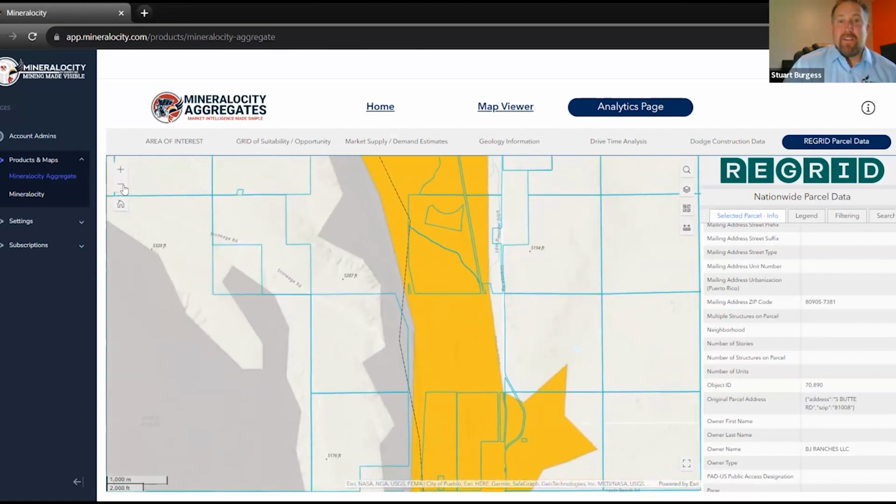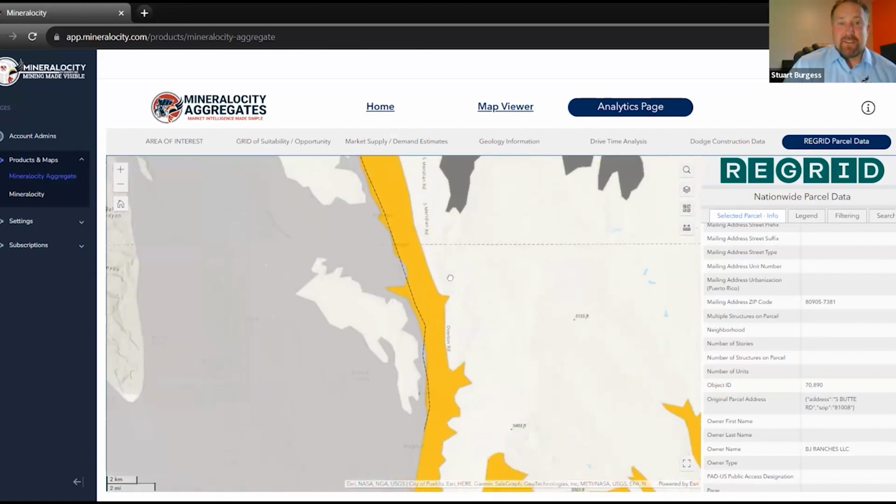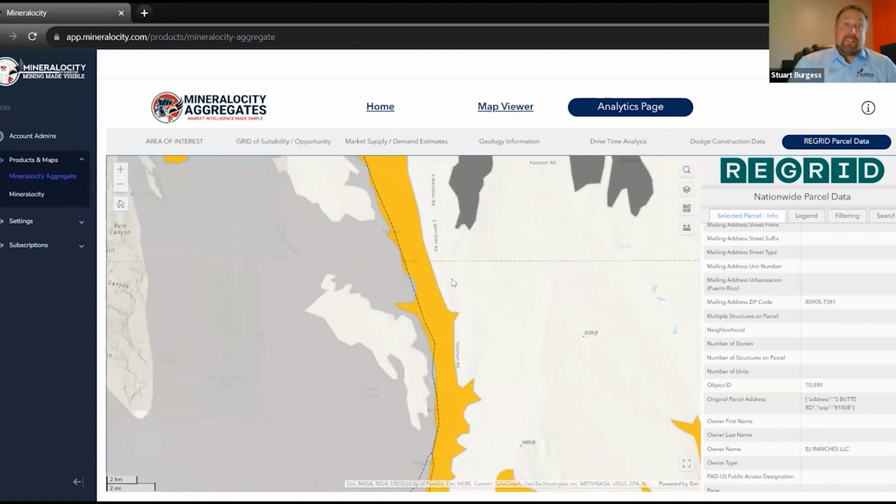So this is one way that you can use Mineralocity Aggregates to find greenfield sites and take what could potentially be weeks or even months of research and manual work and do it in an hour. You can sit down within a region like this and come up with 10 different targets that have high potential, and you can vet them out a number of different ways.